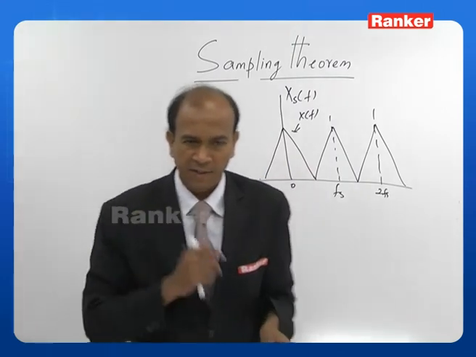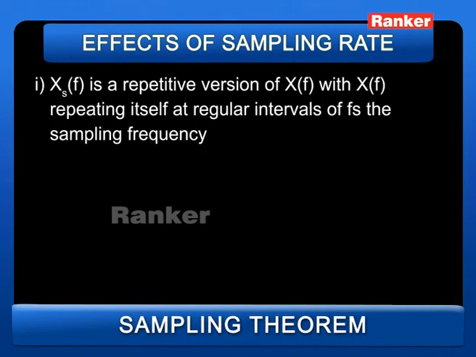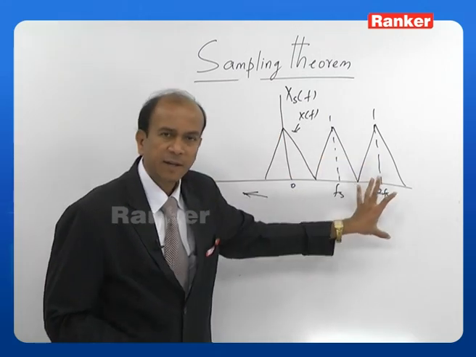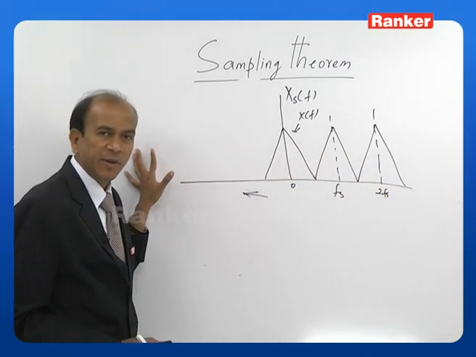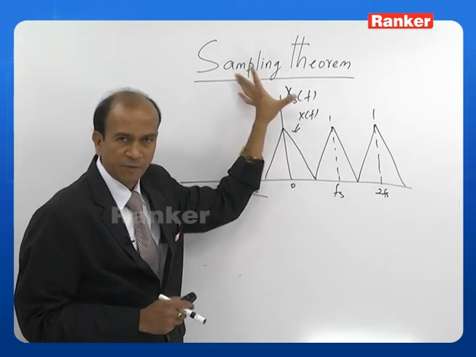Okay. So, let us just redefine that again. After seeing this, let us repeat this. What is xs of f? It is a repetitive version of x of f, with x of f repeating itself at regular intervals of Fs, the sampling frequency. So, this is x repeating this side, and the same thing repeats this side also. All these repetitions combined together will result in xs of f. That is the first point.